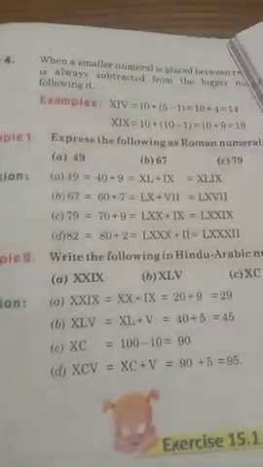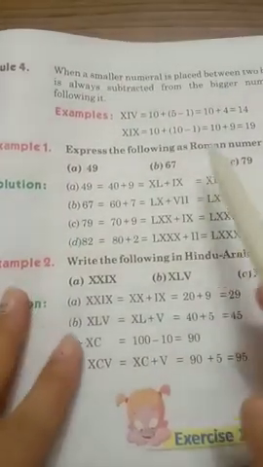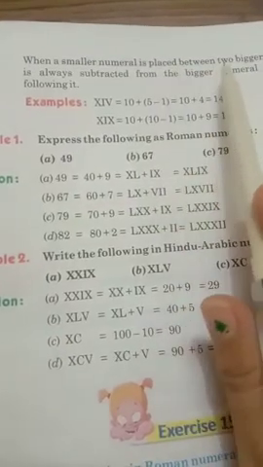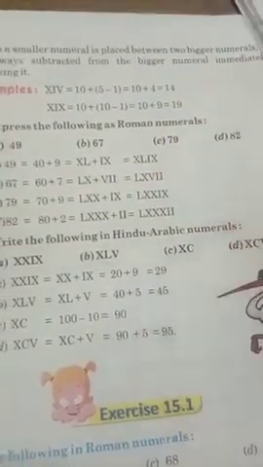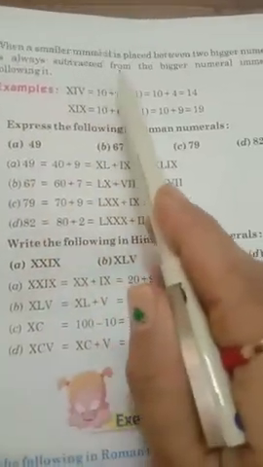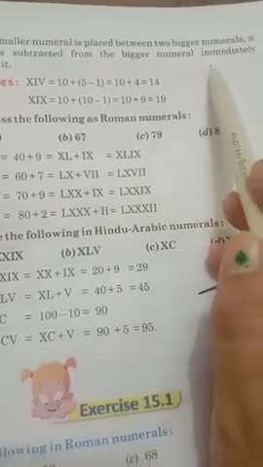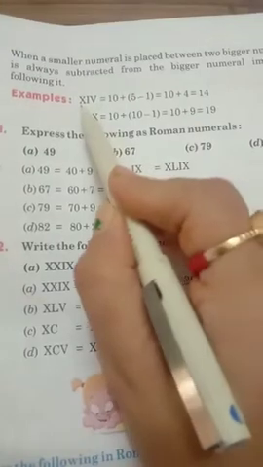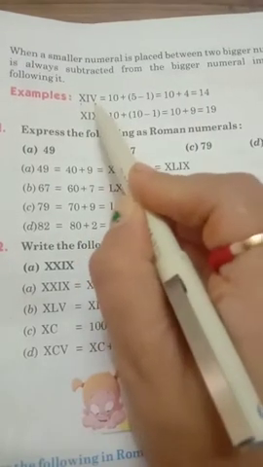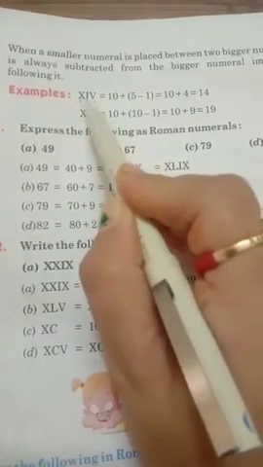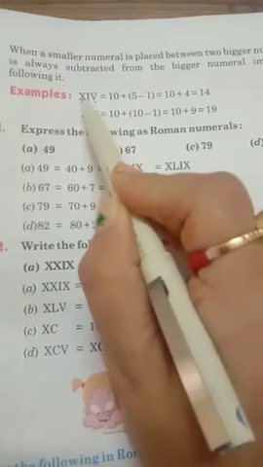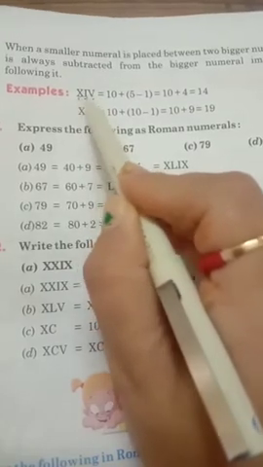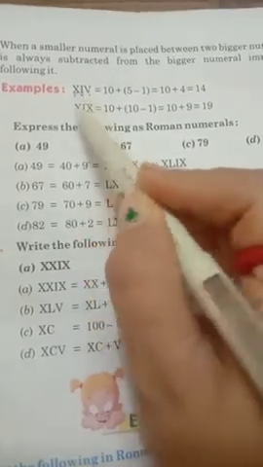These are the rules for writing Roman numerals. Fourth rule is when a smaller numeral is placed between two bigger numerals, it is always subtracted from the bigger numeral immediately following it. Suppose X is a bigger numeral, V is also bigger. We have written I. I is smaller than both X and V. We have written I in between two bigger numerals.